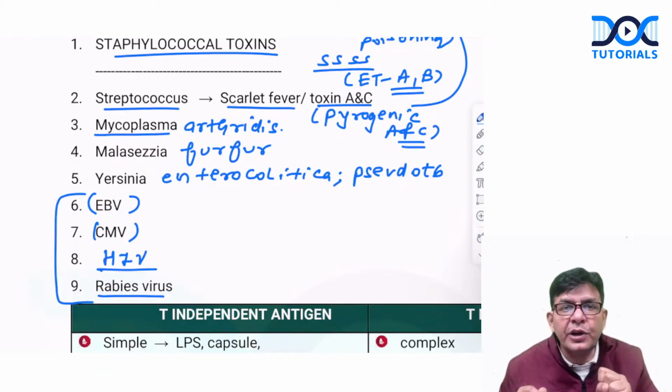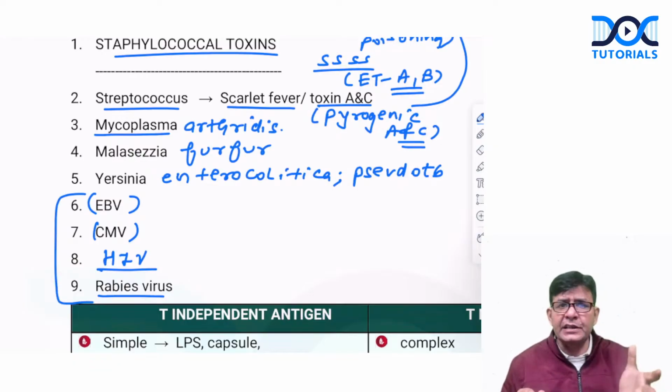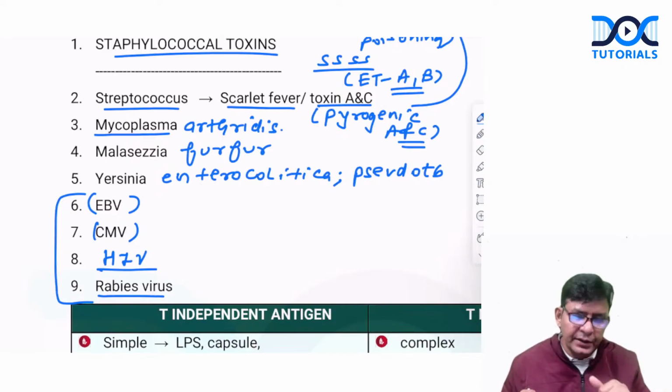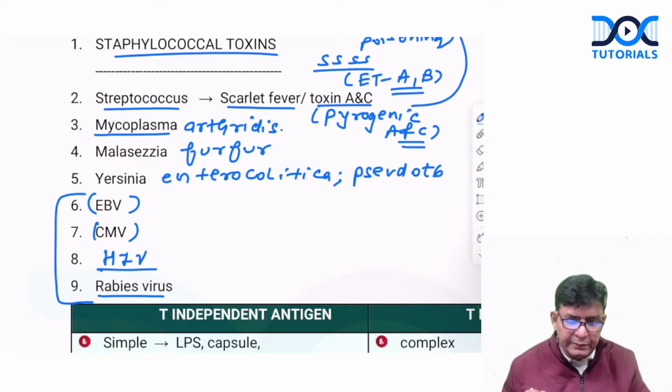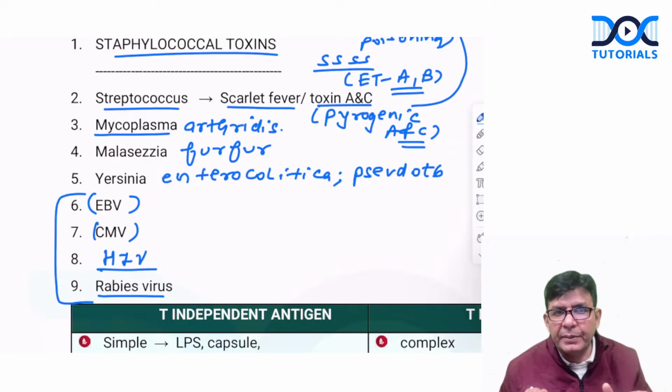So this is the story of the various examples of superantigens. If superantigen comes as a question to you, then you have to mention these particular names: staphylococcal toxins, Streptococcus pyrogenic toxin A and C, Mycoplasma arthritidis, which behaves like a mitogen, Malassezia furfur, Yersinia enterocolitica or pseudotuberculosis, Epstein-Barr virus, cytomegalovirus, HIV, and rabies virus. These are the various examples you need to remember.